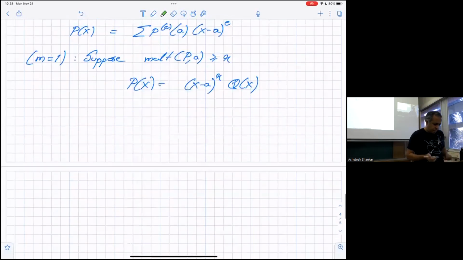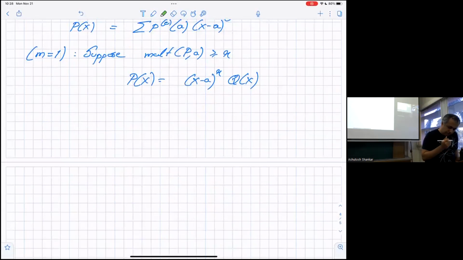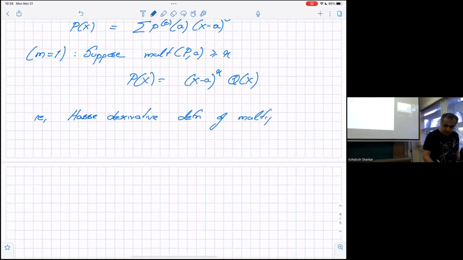Defining. So basically, all I'm claiming over here is that the Hasse derivative definition of multiplicity coincides with the Guruswami-Sudan notion that we had defined.